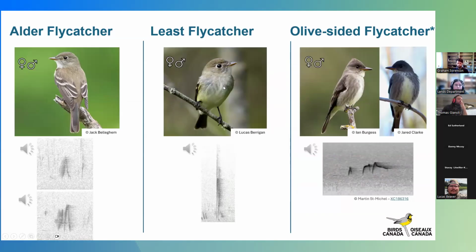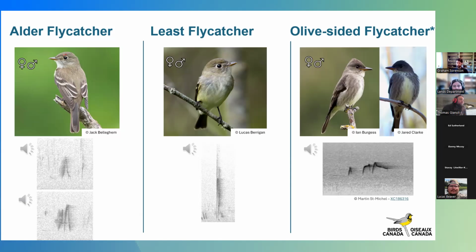So alder flycatcher, least flycatcher, olive-sided flycatcher, a little bit bigger, but alder and least you sometimes need to be a bit more experienced to differentiate by sight. Even experienced birders find them difficult to tell apart. If you see them fast flying through, good luck. But sometimes they tend to call or do some other behavior that will let us learn them better.